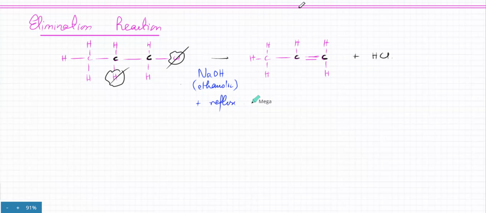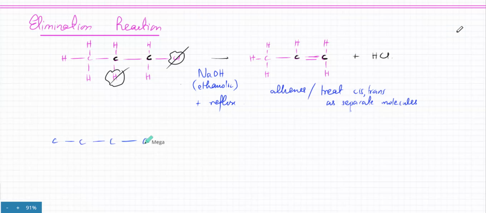Yes. So one thing about this reaction that you have to be very careful about is, especially when alkenes are formed: whenever alkenes are formed, always treat cis and trans isomers as separate molecules. As an example, I'm going to show you one reaction. For example, you had 2-chlorobutane, and you were doing an elimination reaction for 2-chlorobutane. So there was a Cl attached over here, and the rest were all hydrogens.